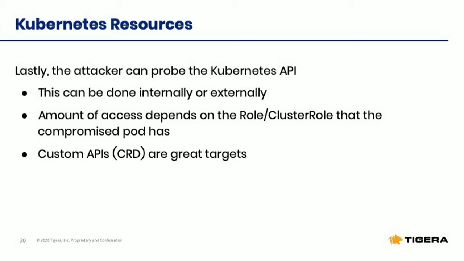So the last thing we will talk about is the Kubernetes resources, or the Kubernetes API. This can be reached internally or externally, depending on how the cluster was set up. Maybe for some reason the DevOps person exposed the Kubernetes API, and this allows the attacker to probe it from the outside. What the attacker can get is purely based on what service account was applied to the compromised pod. If there is nothing, then the attacker won't be able to do anything.